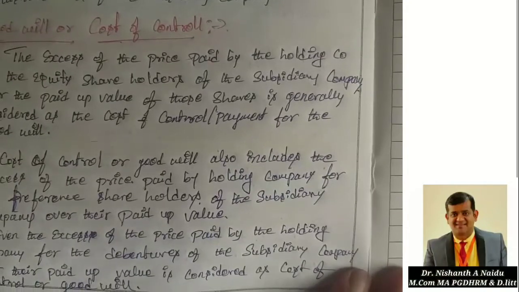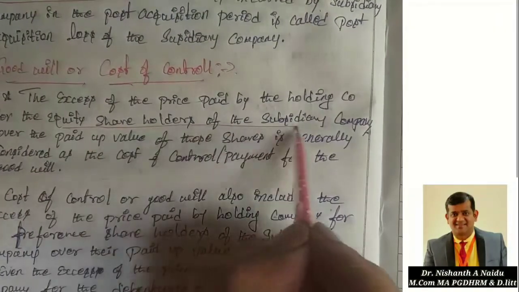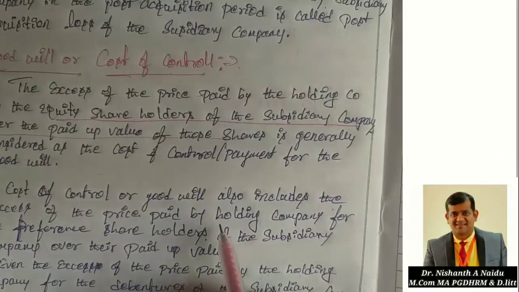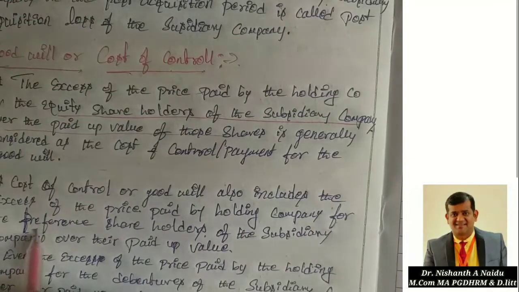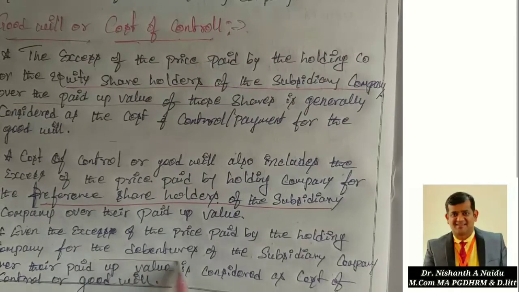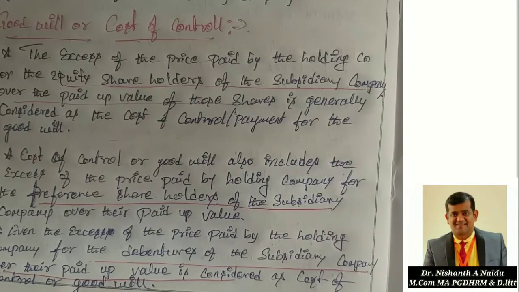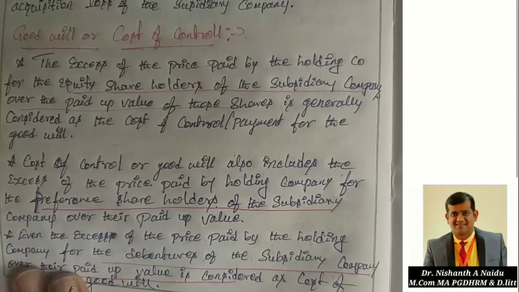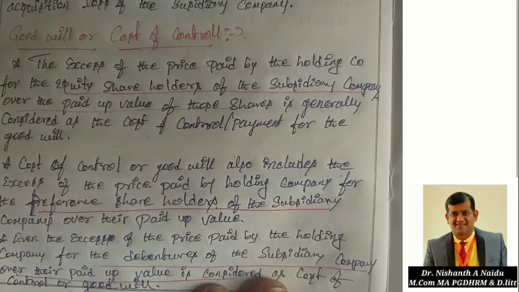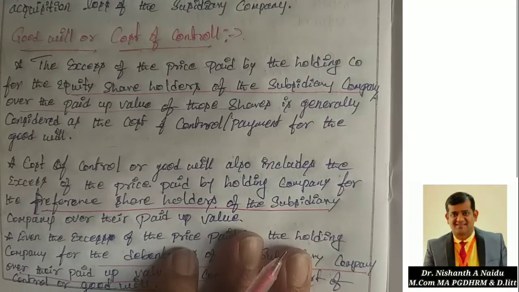So three important things you should remember. First, the excess price paid by the holding company for equity shareholders of the subsidiary company over their paid up capital, we call it cost of control or goodwill. Secondly, the excess of the price paid by the holding company for the preference shareholders of the subsidiary company over the existing price. Thirdly, debenture holders of the subsidiary company being overpaid. These three are considered as cost of control or goodwill. These are very, very important points which you should remember. Before solving the problem, try to understand these concepts, because once we start solving problems we are going to use all these terminologies.